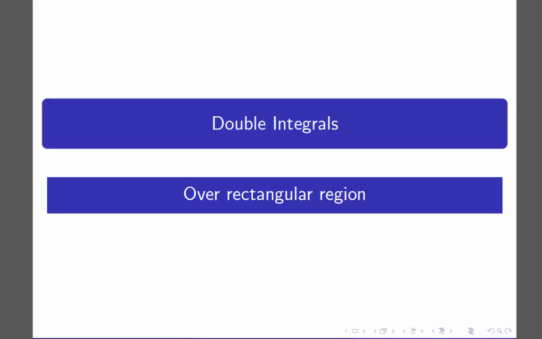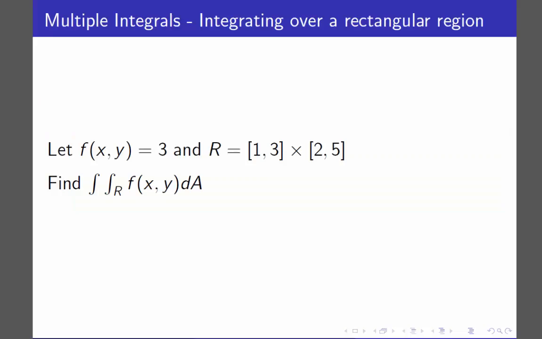In this video, we're going to discuss evaluating double integrals over a rectangular region. Suppose that we're given the function of two variables x and y that's equal to 3, and we're given the rectangular region R, which is a rectangle on the xy plane with x varying from 1 to 3 and y varying from 2 to 5, and we're asked to find the double integral of f of x y over the region R.